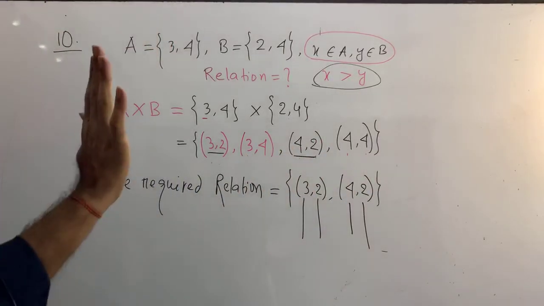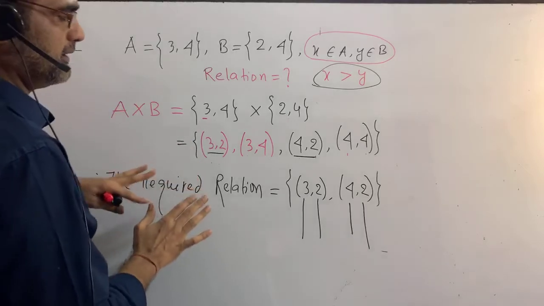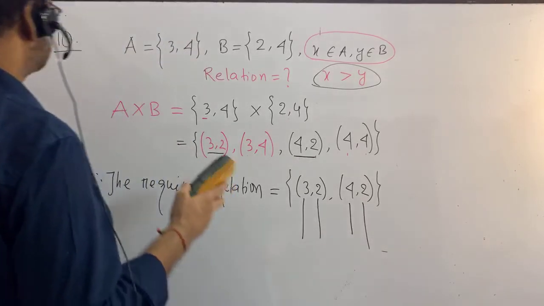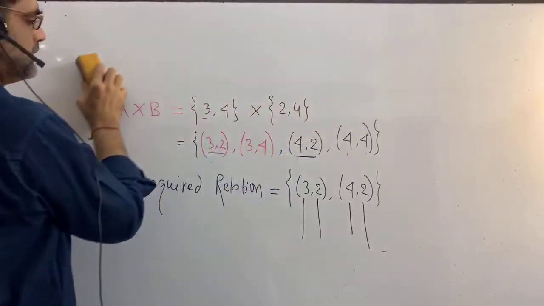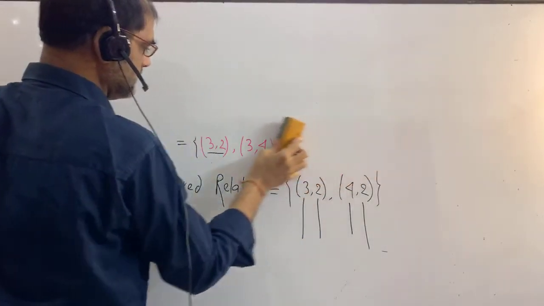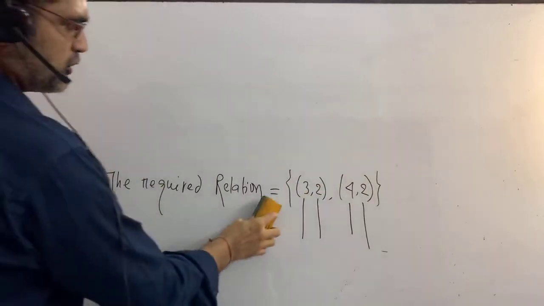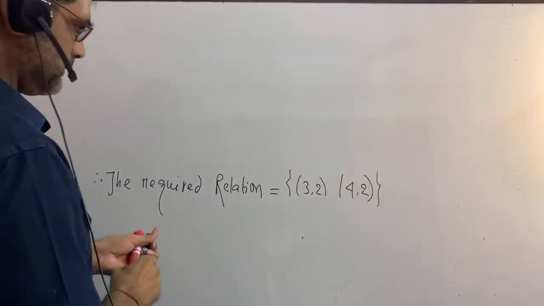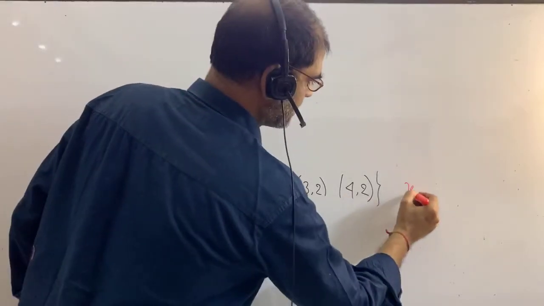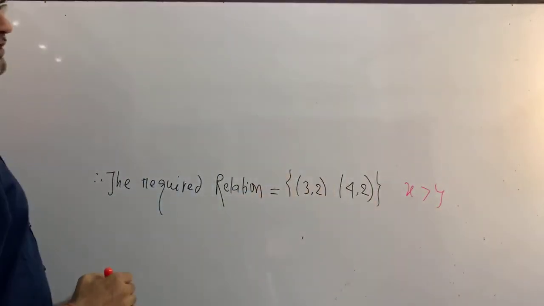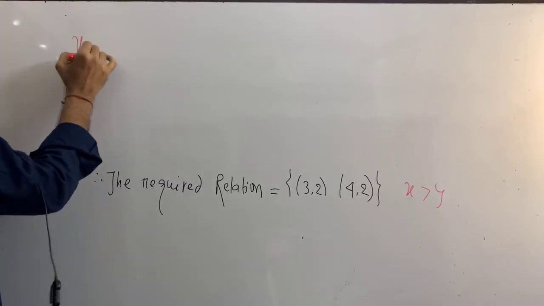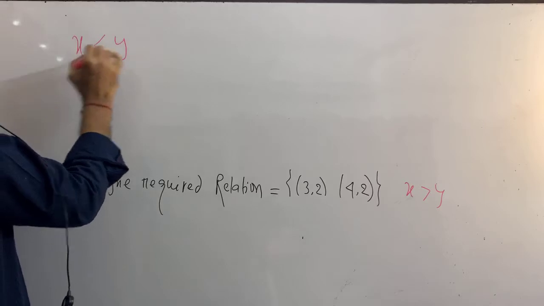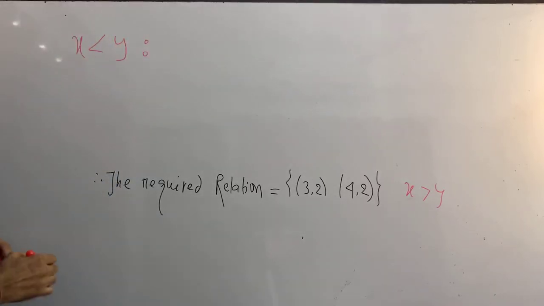Okay, the math is done, but I have to say a few words. In this question, here we are getting x greater than y. That's good. In this question, suppose you are told to determine the relation where x is less than y, then what would be done? Can you please tell me? X is less than y.